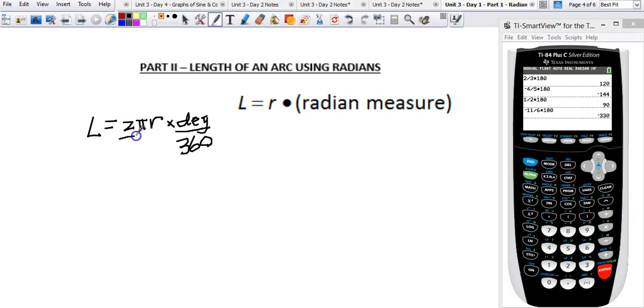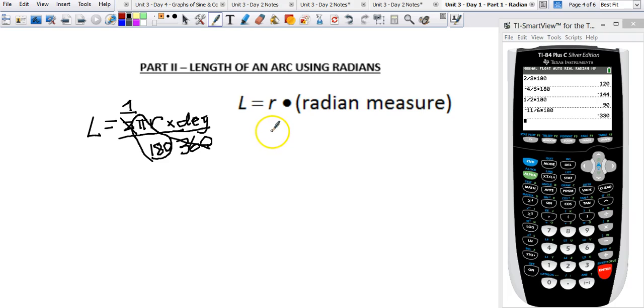divided by 360 first. If I divide 2 and 360, 2 divided by 2 is 1, and 360 divided by 2 is 180. So if I convert that to 1 over 180 instead of 2 over 360, then what I'm going to have is this pi over 180. You'll notice that we just converted from degree to radian, and we multiplied by pi over 180. So if I do the conversion, I can simply say the length is the radius times the radian.